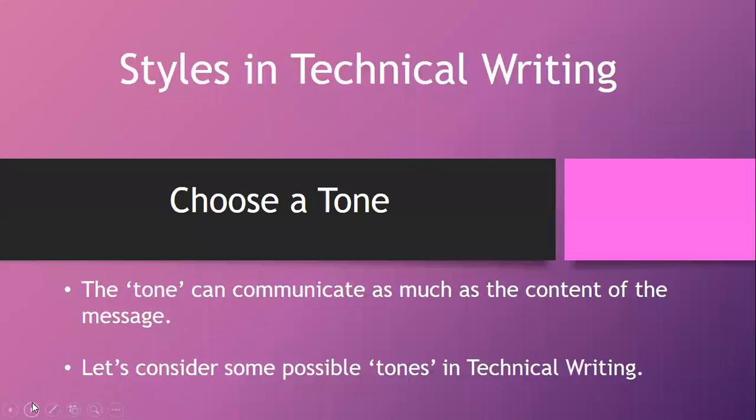So the styles in technical writing that we want to look at: we choose a tone. Keeping styles in technical writing in mind, the tone can communicate as much as the content. The tone might sound like it's not important because tone is used for voice, but tone in writing is also quite important. So let's consider some possible tones that we can read in technical writing.